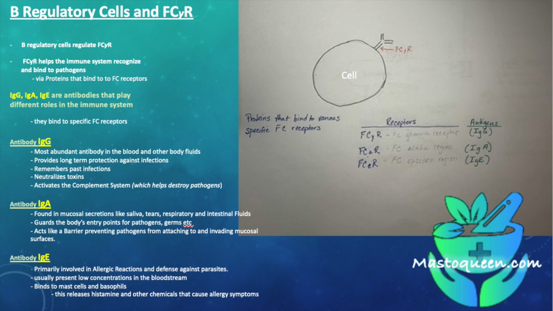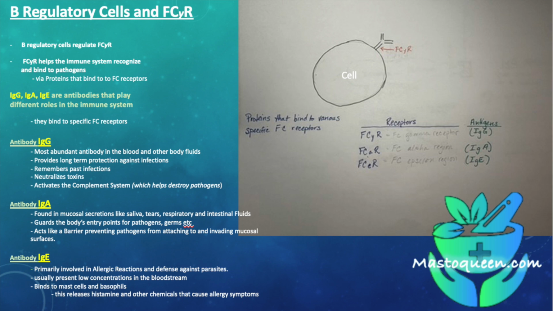So let's look at the IgG, all right? The antibody IgG is the most abundant antibody in the bloodstream and other body fluids. It provides long-term protection against infections, so therefore they have memory. It remembers past infections. They neutralize toxins and they activate the complement system, which helps destroy the pathogens. And remember, we were talking about the complement system and the major histocompatibility complex. This fits into all these receptors.